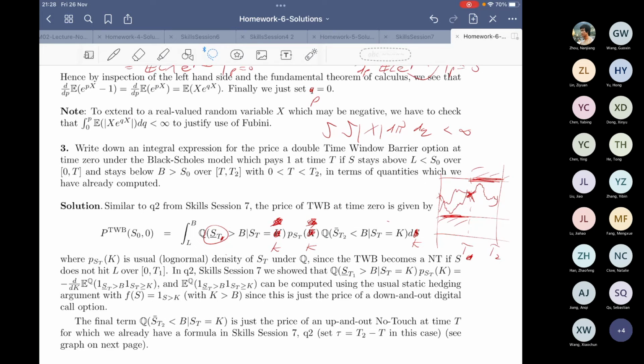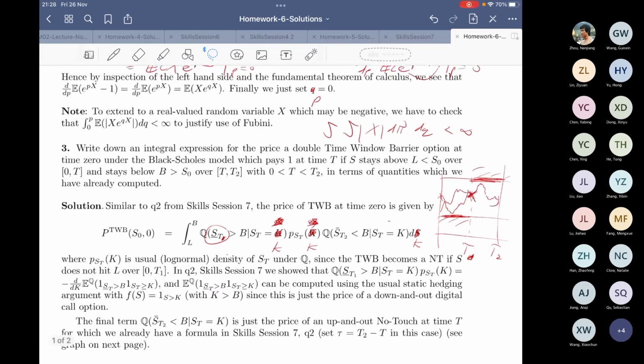Was there anything else to say about it? The only other thing to say was that I've said this product here can be computed in terms of this, but how do we get a formula for this? Well, this requires taking dB/dK of this, but the expectation here can be computed in terms of a static hedging argument. That's using something from another homework. So I agree it's all been built up bit by bit. This isn't exactly a trivial expression, but we've broken it down into things that we have already computed.